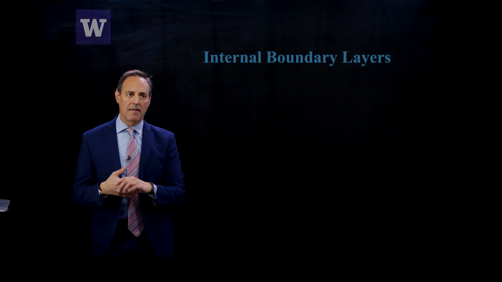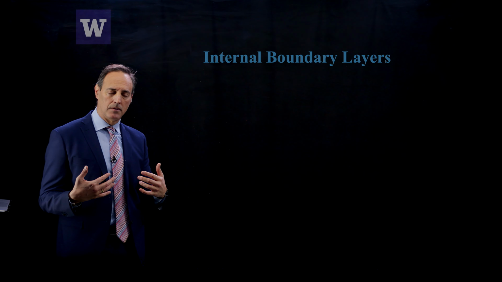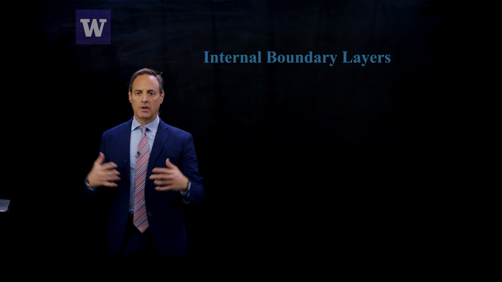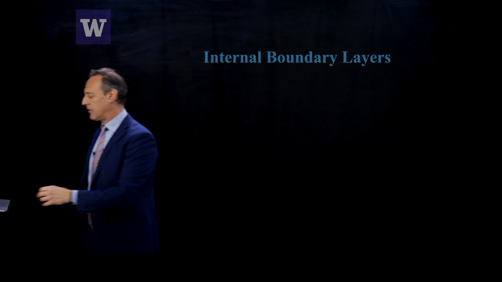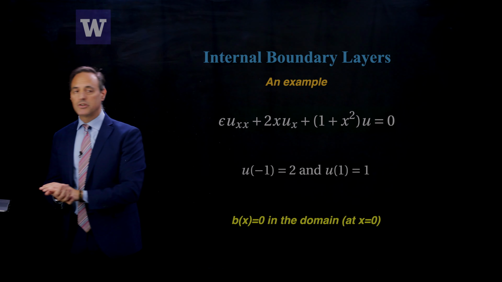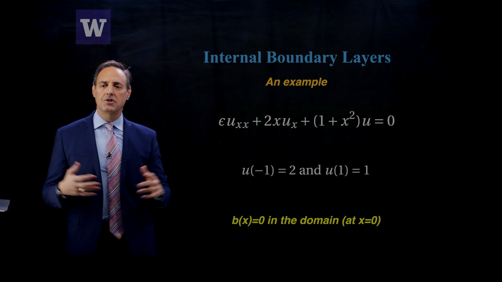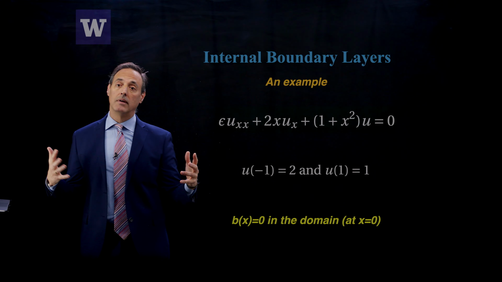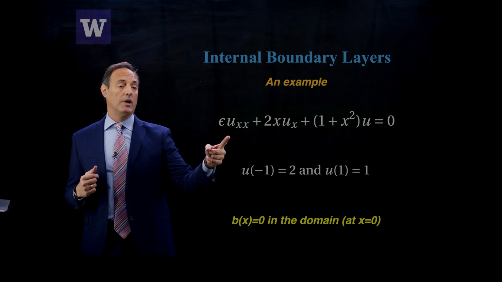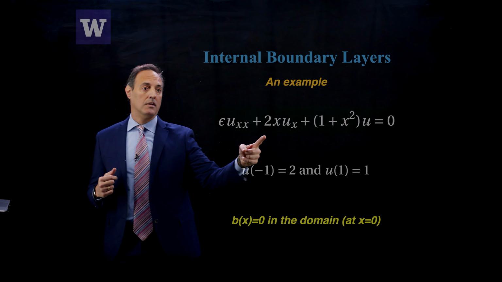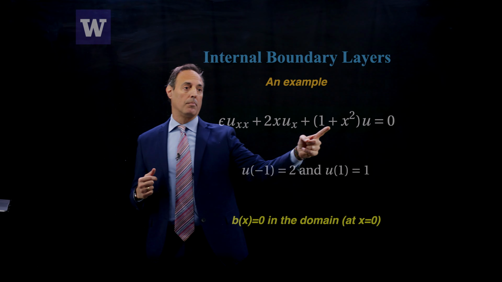Let's do one more example of this to show you one other thing that can happen. And that is when you have internal boundary layers. So I'm going to show you a case in which the boundary layer doesn't occur at the edge, it occurs just in the middle of the domain. So here's the example I want to consider. This is on the domain -1 to 1. X goes from -1 to 1. There are the boundary conditions. Here's my differential equation, epsilon u_xx, 2x u_x, and then 1 plus x squared u.